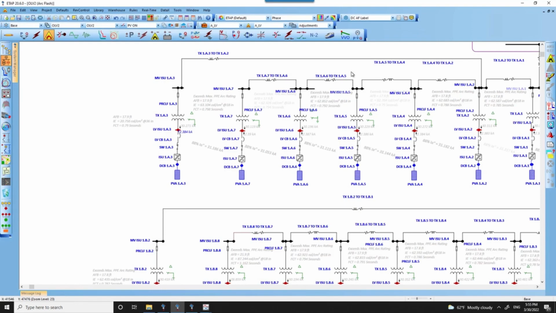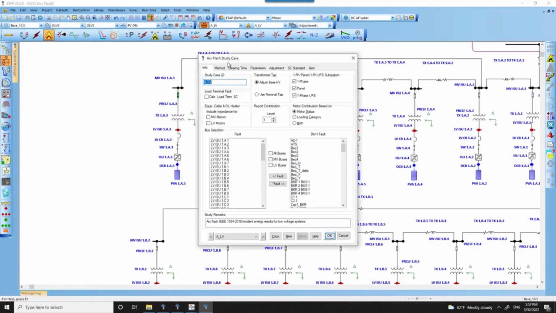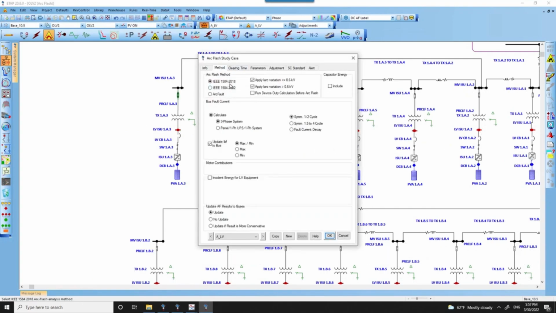However, we did evaluate the incident energy based on the original setting that we had, which would give you a value of about 40 calories per centimeter square. As per the project settings, we had the 1584-2018 method selected with the arc current variation applied.